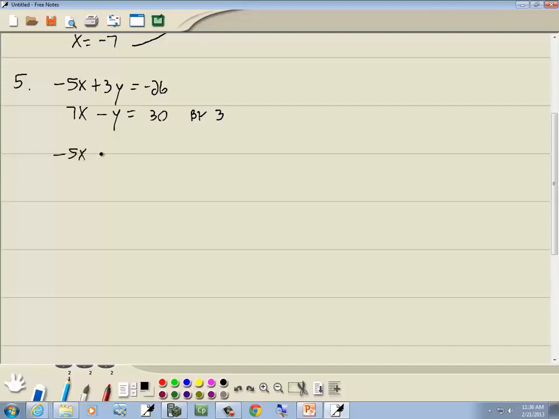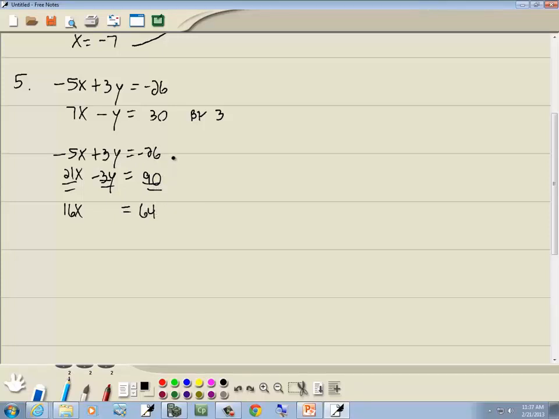First equation remains as is. We got -5x plus 3y is equal to -26. 3 times 7x is 21x. 3 times -y is -3y. And 3 times 30 is 90. Now, we'll be able to add these together. -5x plus 21x is 16x. 3y minus 3y disappears. It's eliminated. -26 plus 90 is 64.